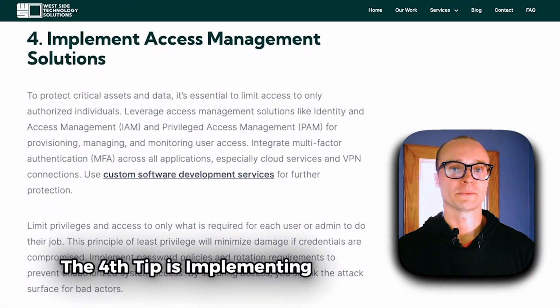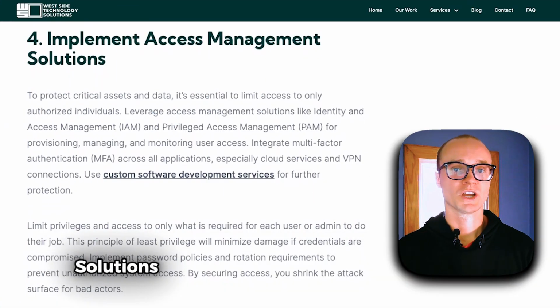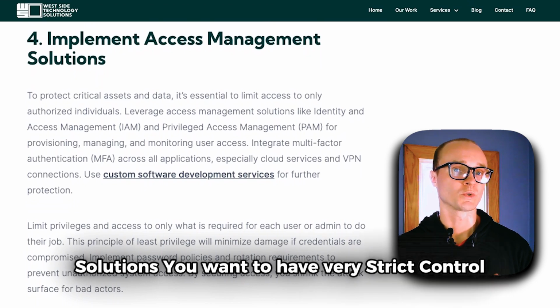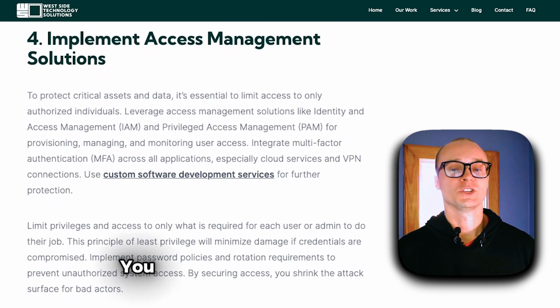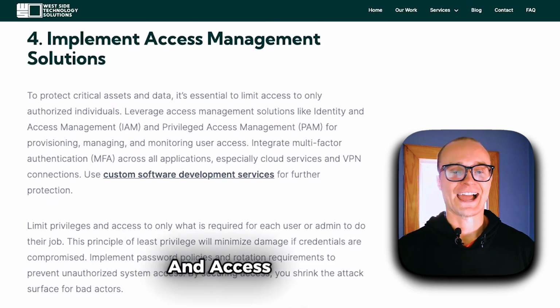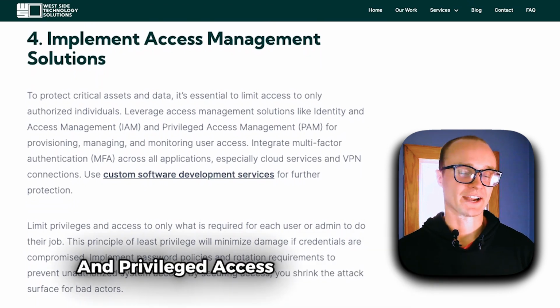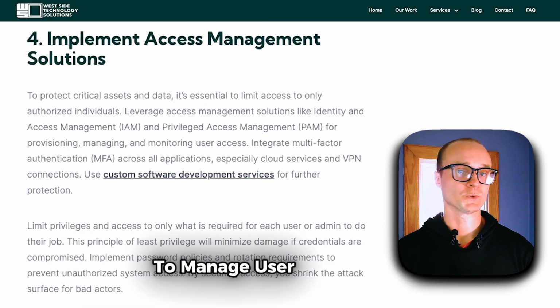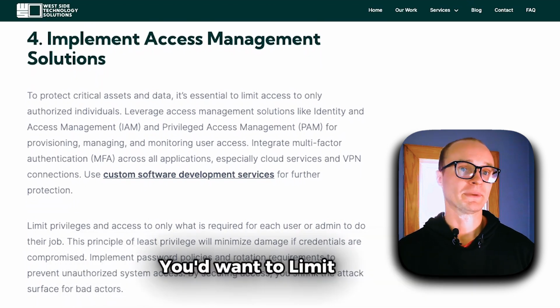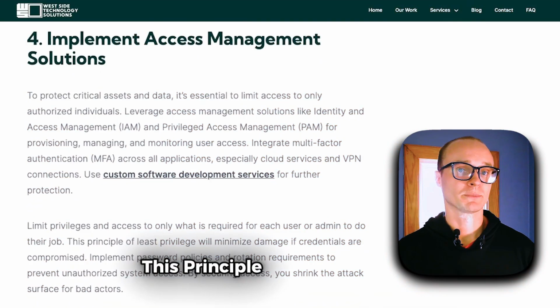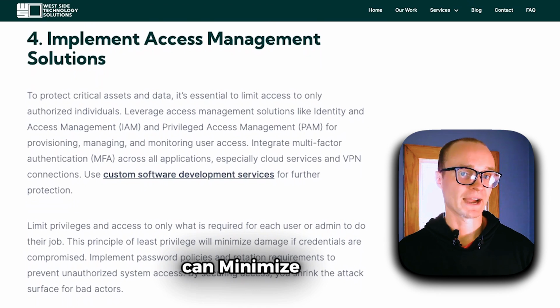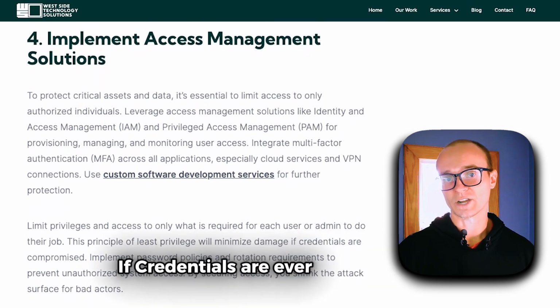The fourth tip is implementing access management solutions. You want to have very strict control over who has access to your critical systems and data. You want to use things like identity and access management and privileged access management solutions to manage user permissions. You'd want to limit access to only what's necessary to each person. This principle of least privilege can minimize damage if credentials are ever compromised.